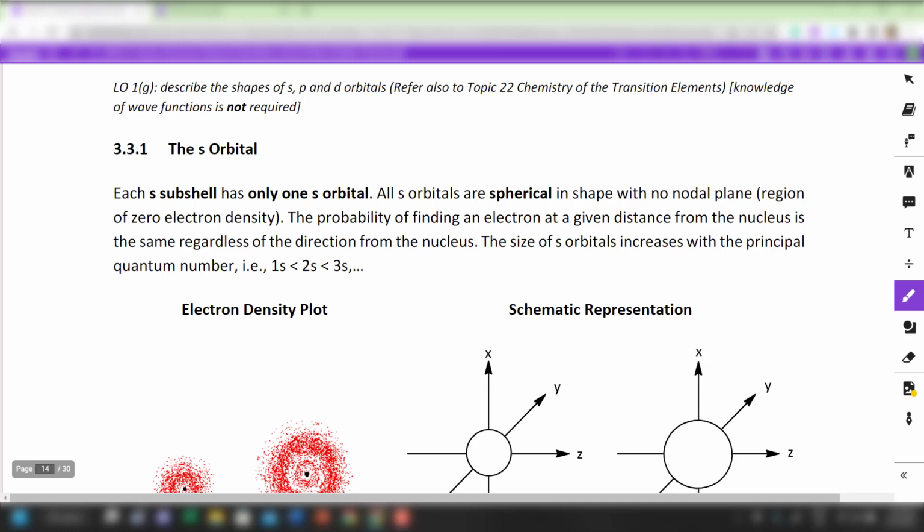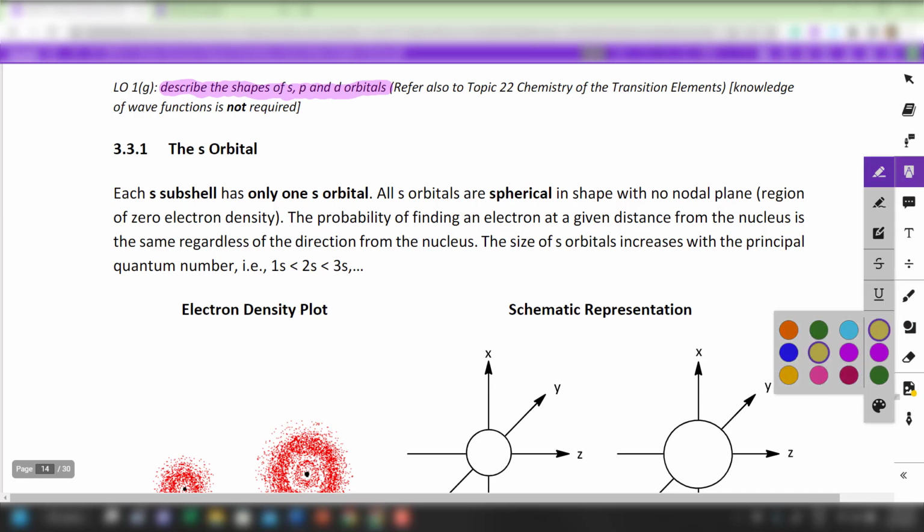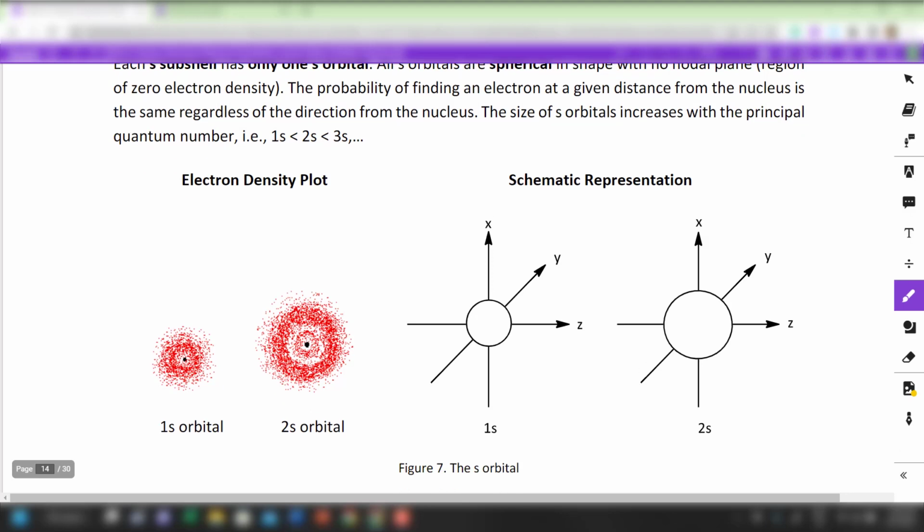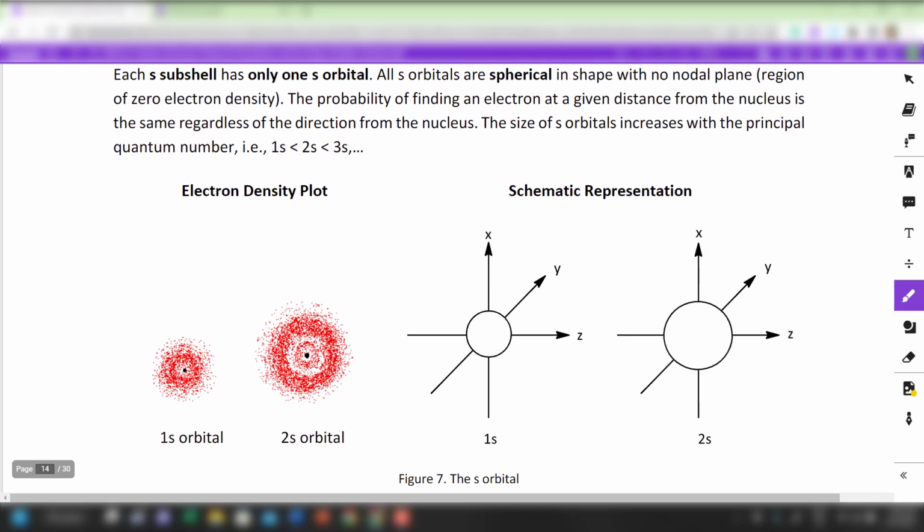If you look at learning objective 1G, it is mentioned very explicitly that you need to describe the shape of S, P, and D orbitals. However, the knowledge of wave functions is not required. As I mentioned at the beginning of section 3, each of these orbitals is actually defined by a wave function, but there isn't a need for you to learn them. Of course, if you're interested, please go ahead. There's a schematic representation on the right and the electron density plot on the left. What you need to reproduce during the exam is the schematic representation.